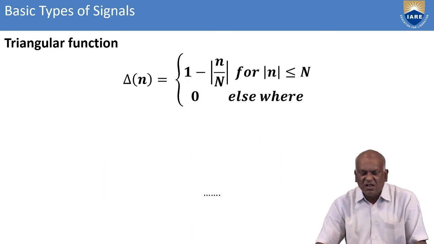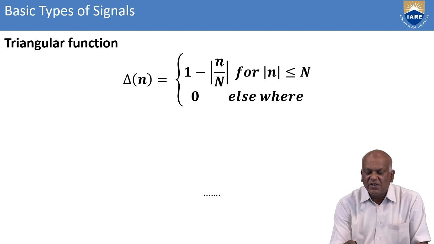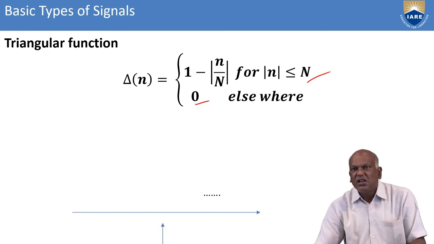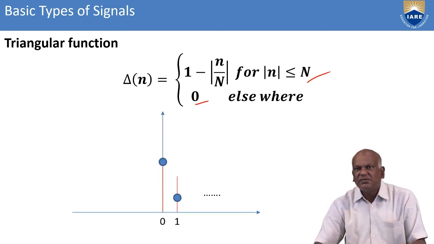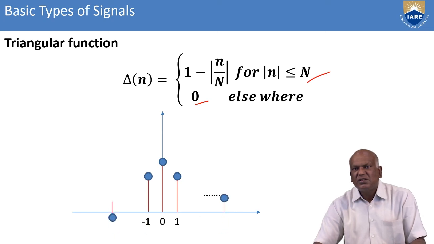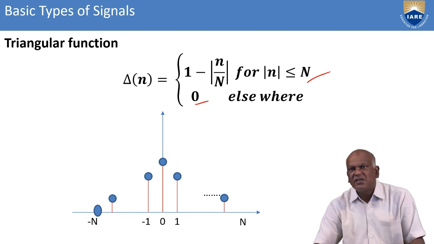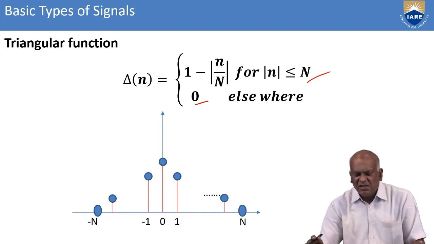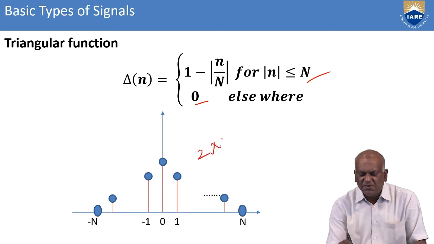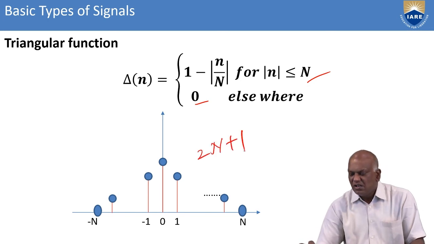Triangle sequence: delta of n is given by 1 minus the absolute value of n divided by capital N, for absolute value of n less than or equal to N. Otherwise, the value is equal to 0. The graphical representation of these samples is given like this. That is the graphical representation of the given sequence. The length of the triangle sequence is 2N plus 1.